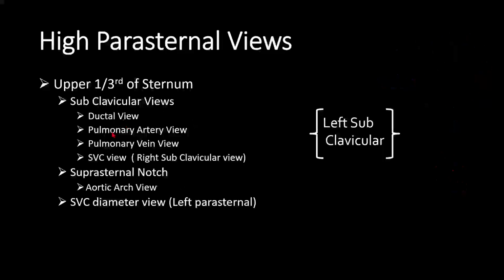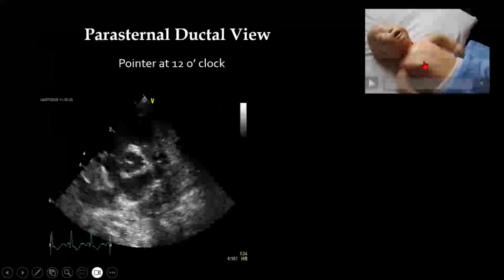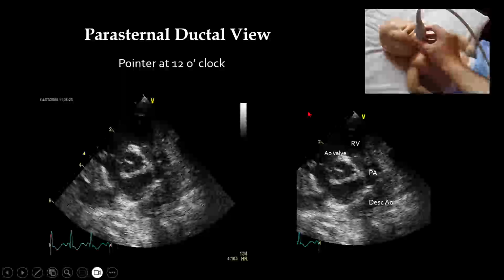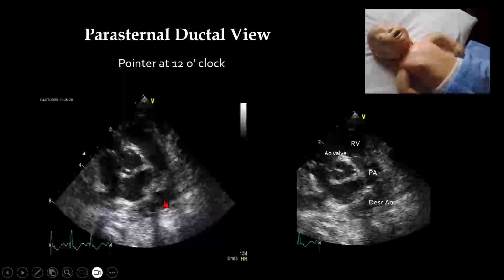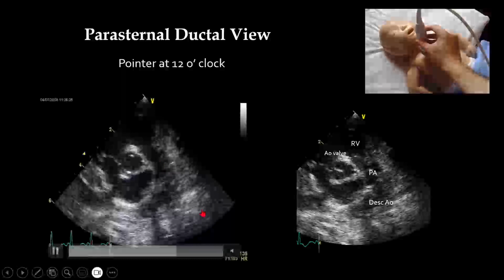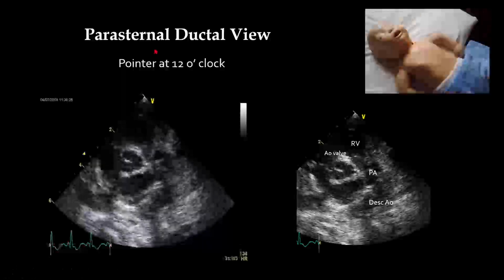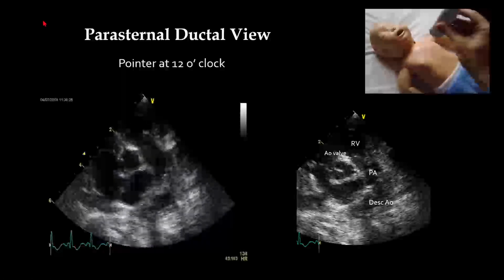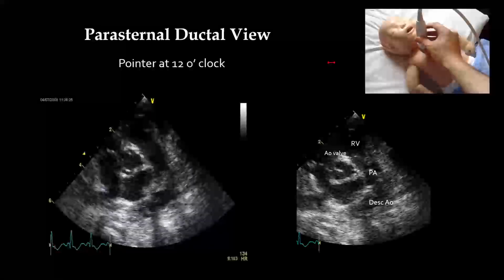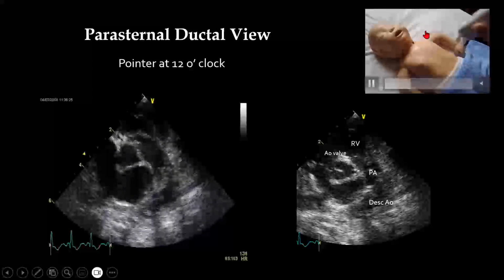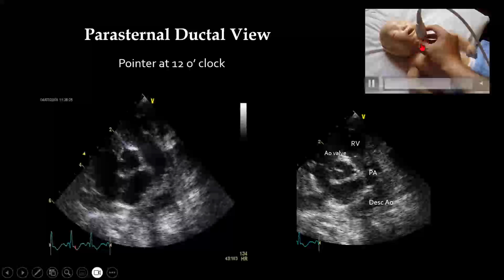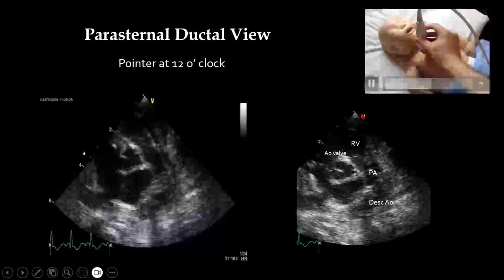So we will be discussing the ductal view, pulmonary artery view, pulmonary vein view, and the aortic arch. These views we will discuss. Okay, the ductal view. The duct is the structure between pulmonary artery and descending aorta. And we have discussed the pulmonary artery and descending aorta are on which side of the sternum, right or left? Left. Great. So that's why we keep the probe on the left subclavicular area, pointer pointing at 12 to 1 o'clock position on the left side of the sternum. That is a left subclavicular area.